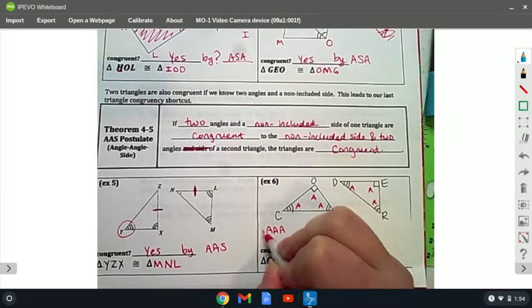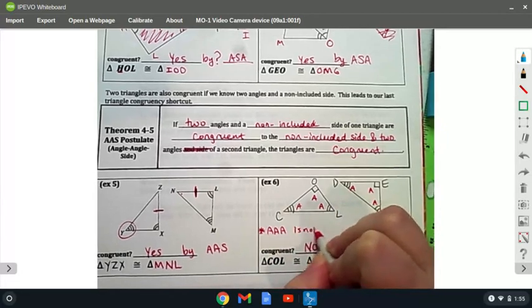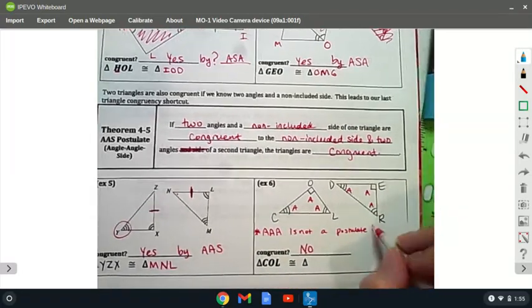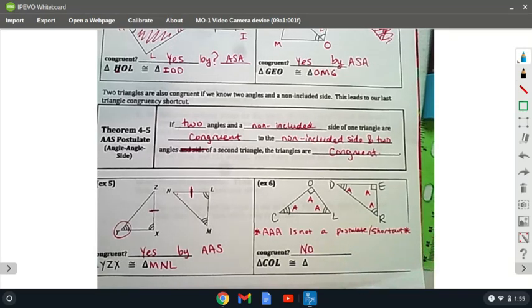So AAA is not a postulate or shortcut to prove congruency, just like ASS is not one. There's no ASS in geometry and there's no AAA. Okay, so AAA is not a postulate and neither is ASS. So those are some that you may come across. So this is not congruent and I don't need to write a congruency statement because they are not congruent.